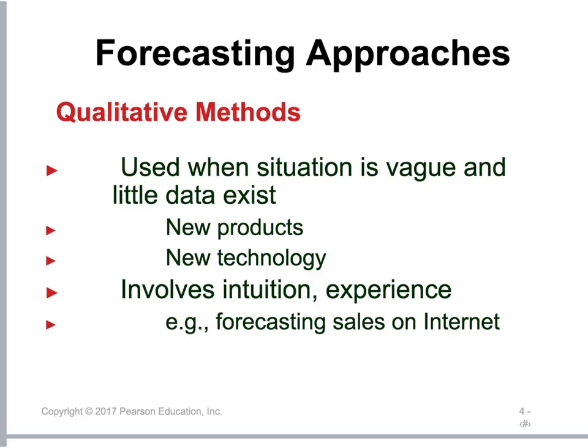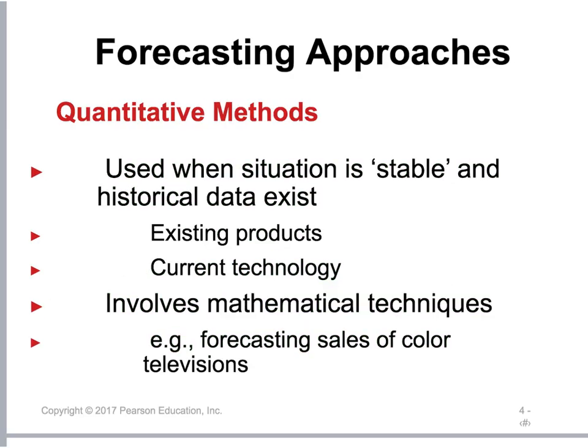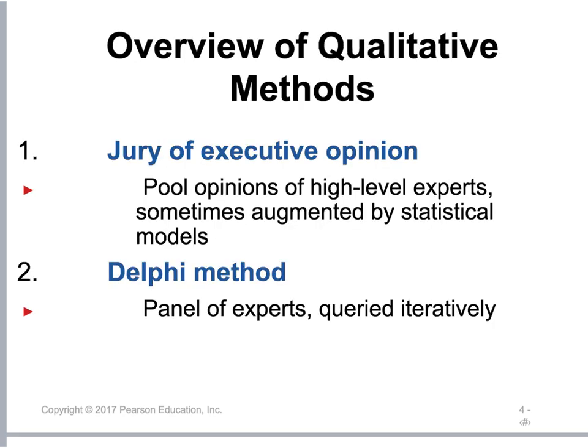Forecasting approaches, you have the qualitative method. It's used when the situation is vague and little data exists. You have new products, new technology, and it involves intuition and experience, such as forecasting on the internet. Quantitative methods, that's the more numerical basis. So it's used when the situation is stable and historical data exists, such as when you have existing products, existing technology.